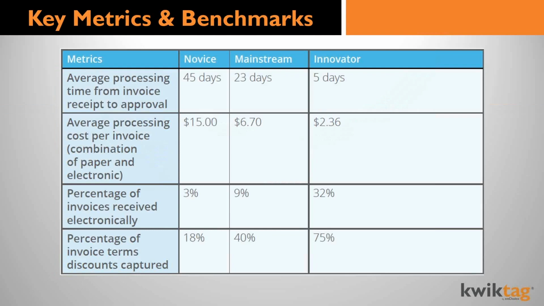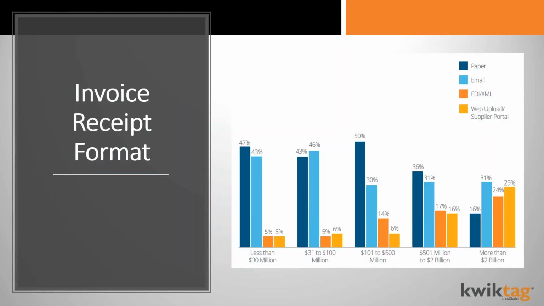And then some other metrics about organizations that have percentages of invoices received electronically and discounts captured and those sorts of things. So again, build those numbers into your business case as you think about the story you have to tell, how you're sharing this message internally. Just a few other data points I'm going to share with you before I go into a demonstration of how Kwiktag specifically can help you solve this problem.